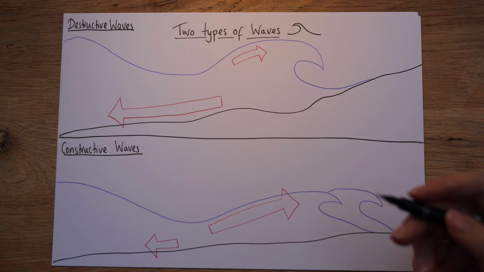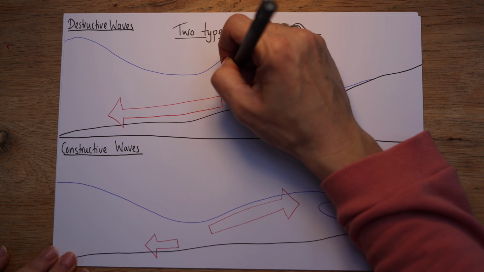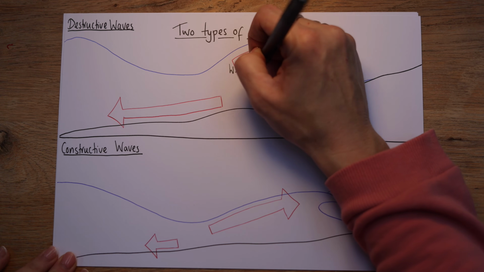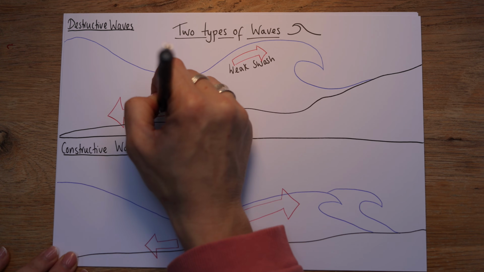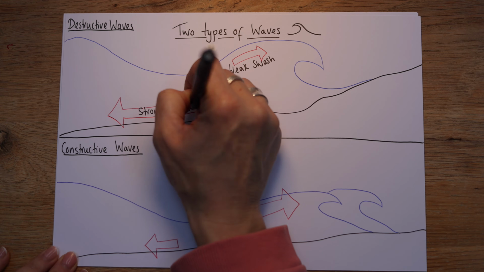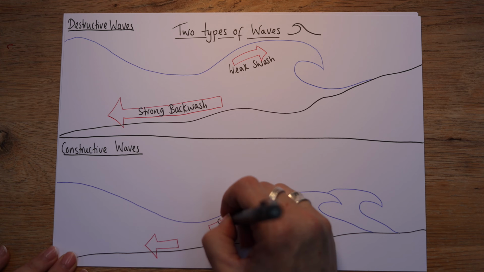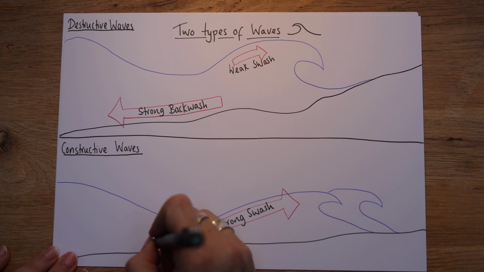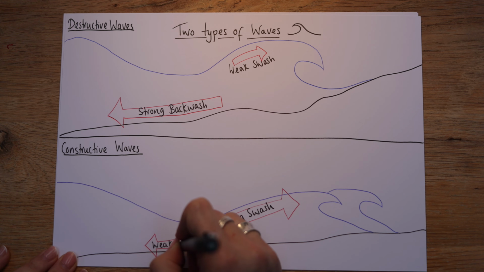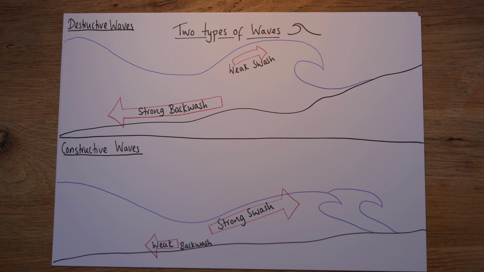Okay, so we're just going to label those quickly. So let's put it in here: weak swash and strong backwash. And then constructive is strong swash, so it's pushing all that material up the beach, and down here it has a weak backwash. So that's the key difference, the really big difference.